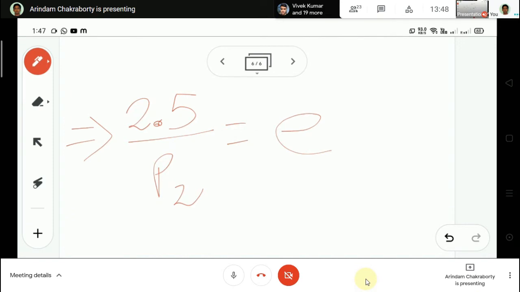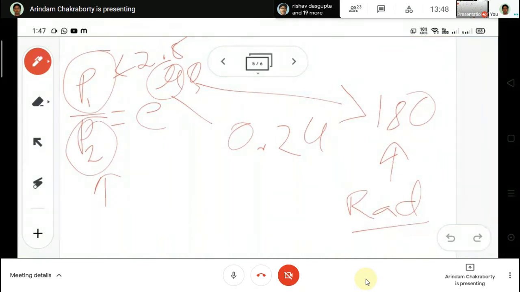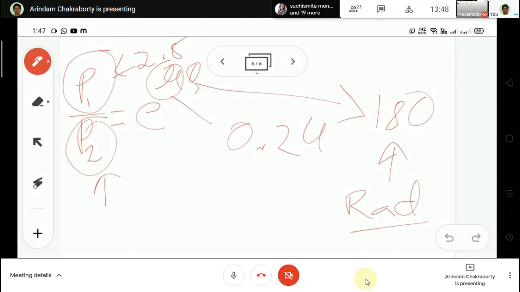Mu is 0.24, and how much can you change theta to radian? How to change theta to radian? Can anyone tell me how to change theta to radian? So 180 by 2 pi. What is pi?